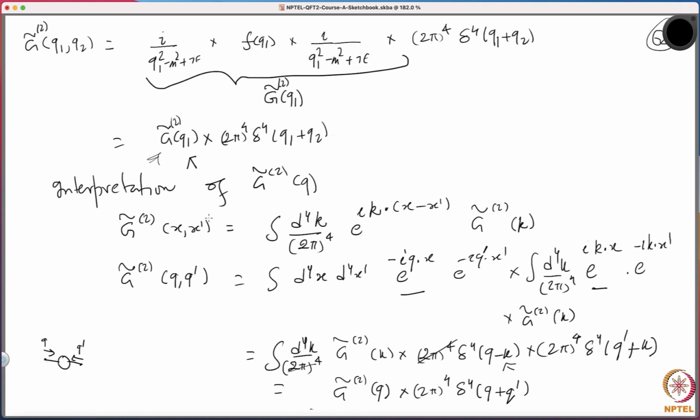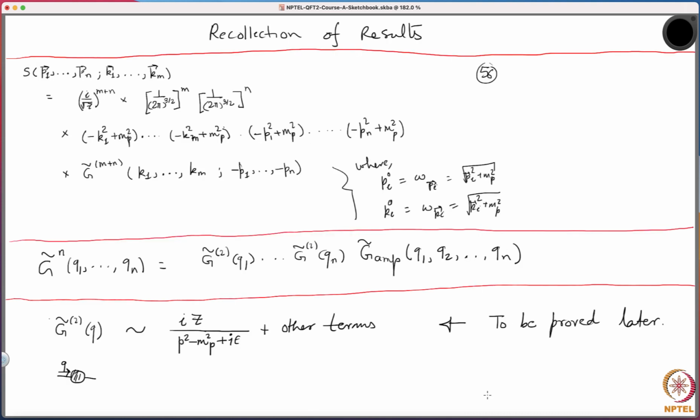So this is Green's function in the coordinate space, and then you take a Fourier transform, and g tilde q is related to g tilde 2 q prime by this relation. That is what we had seen last time. And then I also made a claim that if you look at g tilde 2 q, this object, which we are going to do later, we will show that it has a structure which is almost the same as that of a free propagator.